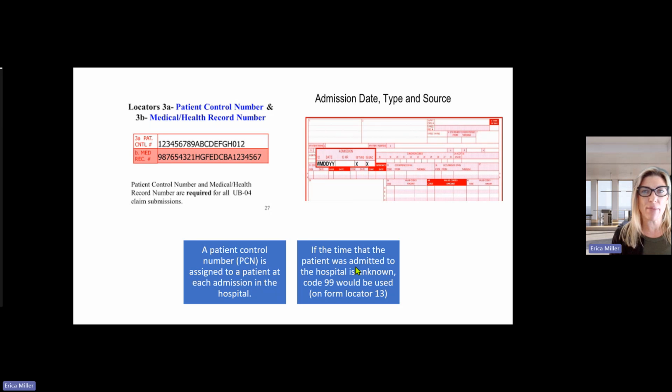So if the time that the patient was admitted is unknown, we will use in form locator 13 the code 99. If we are unsure or if the time is unknown as to the admit time, we just use 99.